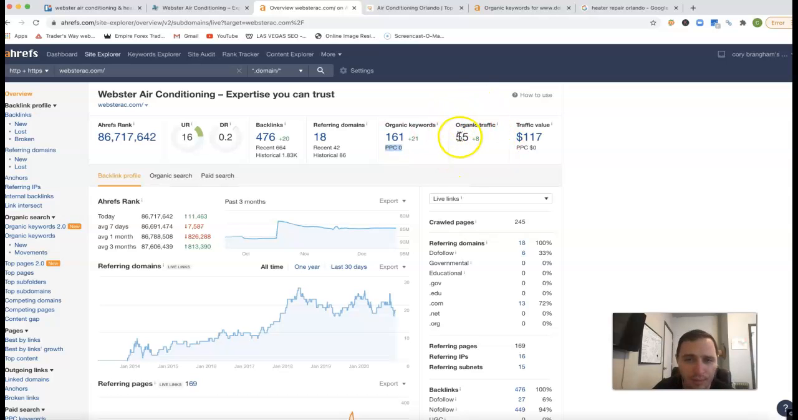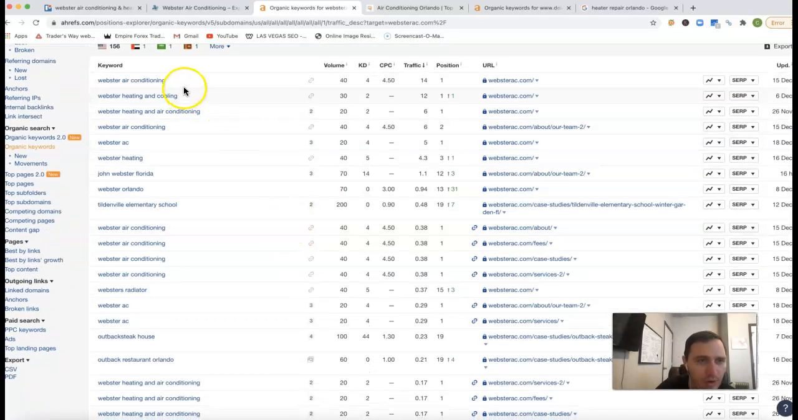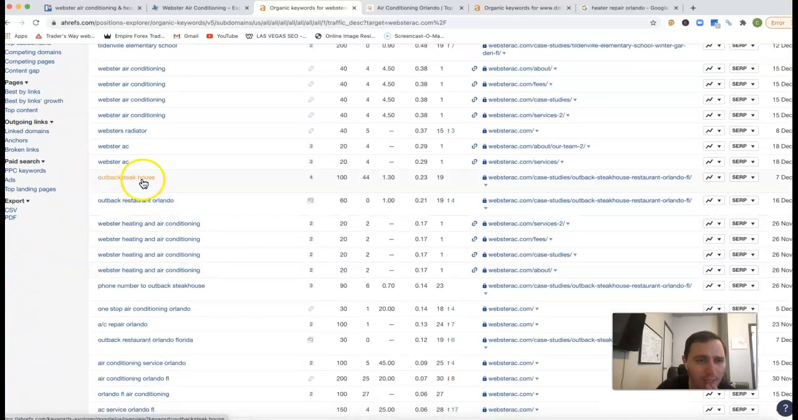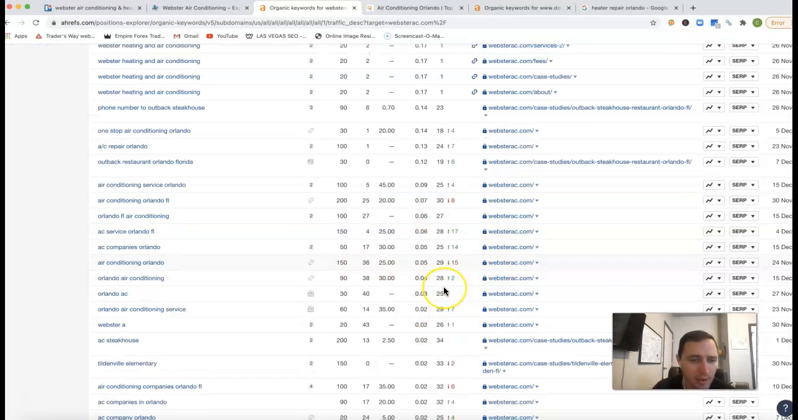But anyway, seeing where these 55 clicks actually came from, we go inside these keywords. You have your name for a lot of these. Outback Steakhouse, Outback Restaurant Orlando. Here you go: Air Conditioning Orlando FL. There's 200 clicks every month with that. You're in 30th position, so you're missing all the traffic. AC Companies Orlando, 50 clicks. Air Conditioning Orlando, 150 clicks. Yeah, you've got some good keywords, but the only problem is that you're not ranking for them.